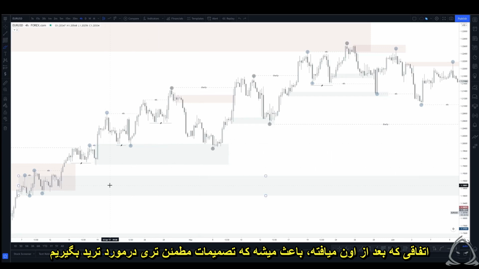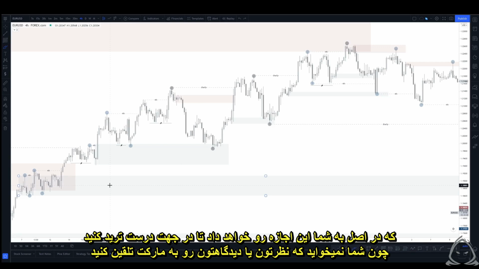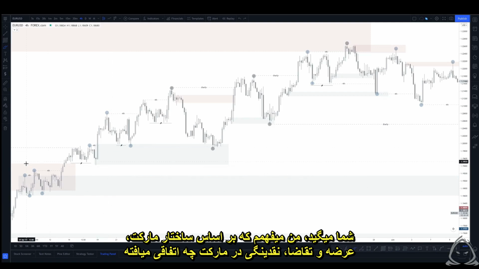What it's going to allow you to do is make better, more informed trading decisions, which in essence allows you to position yourself in the right spot, because you're not trying to force your opinion or your will onto the market. You're saying, I understand what the market is doing based on market structure, based on supply and demand, based on liquidity.